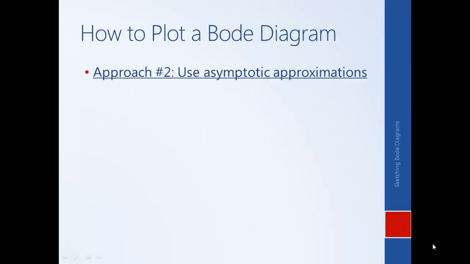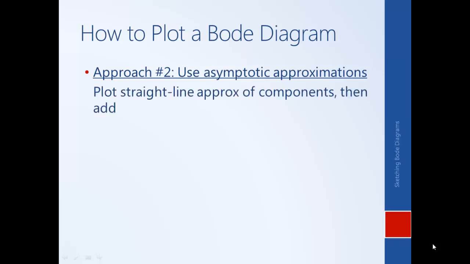So the second approach that we'll learn, and this is the approach that we will use in general, is what we'll call an asymptotic approximation approach. The idea is that we plot straight line approximations of the individual components making up a larger transfer function. So for example, if we had something like this, we would split it up into simpler components: a simple gain, a differentiator, and a simple pole. And we will have memorized the shapes of the Bode diagrams of these standard elements: gains, differentiators, integrators, poles, zeros, etc.